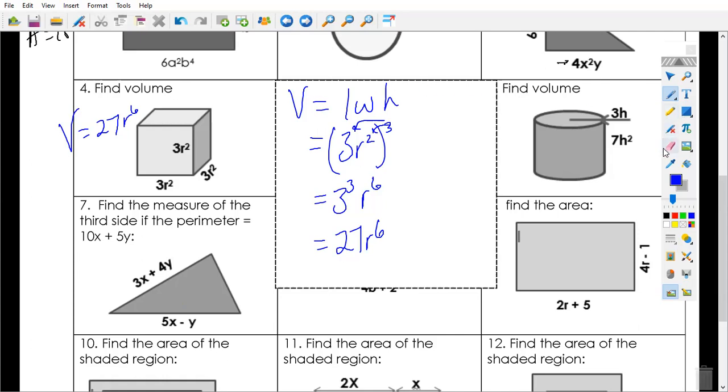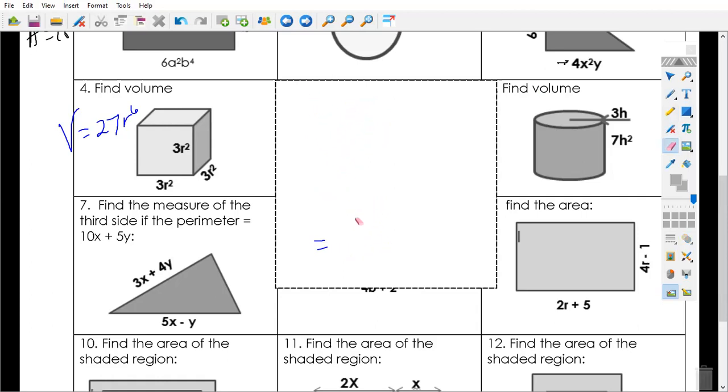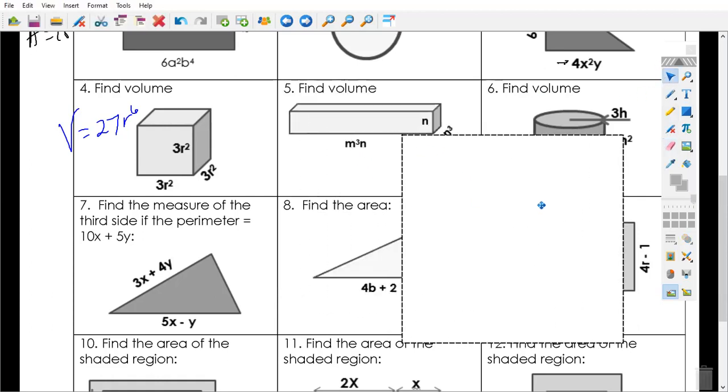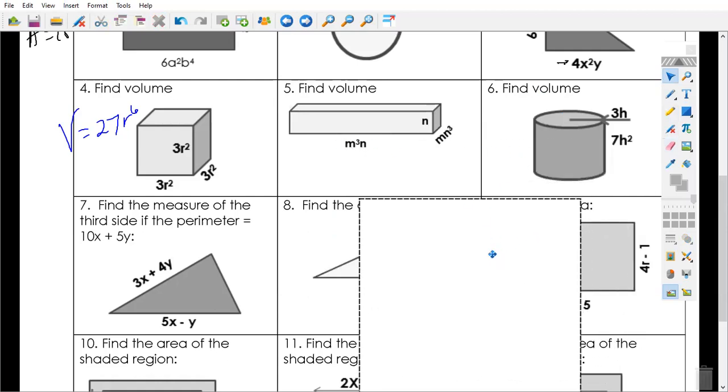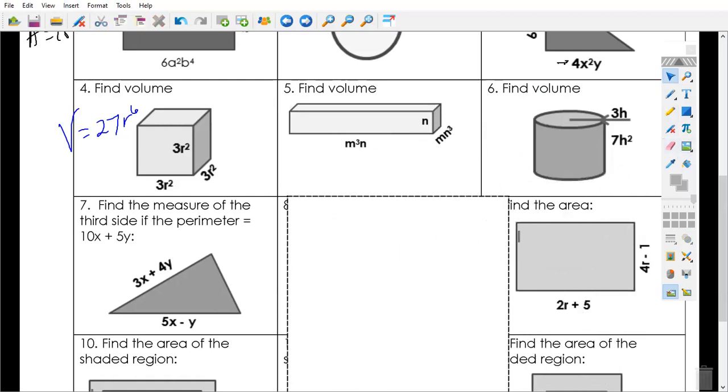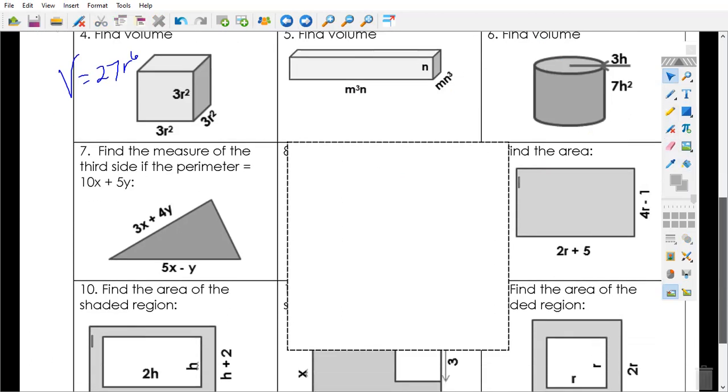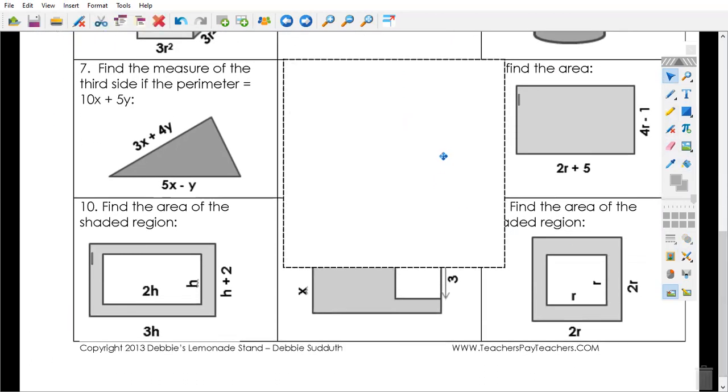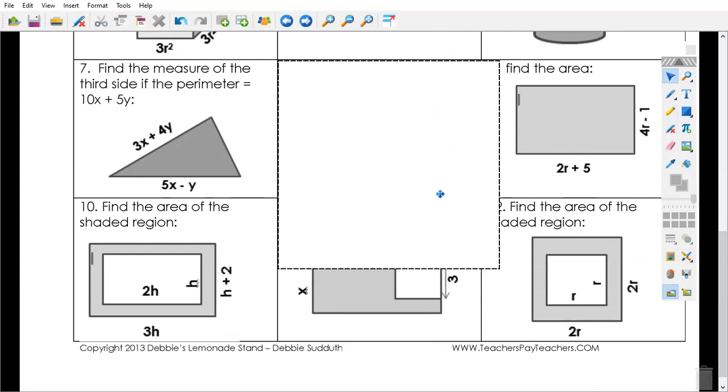Okay, let's get a little harder. I barely just remember. All right, so I'm going to leave 5 and 6 to you. We're going to jump to 7.